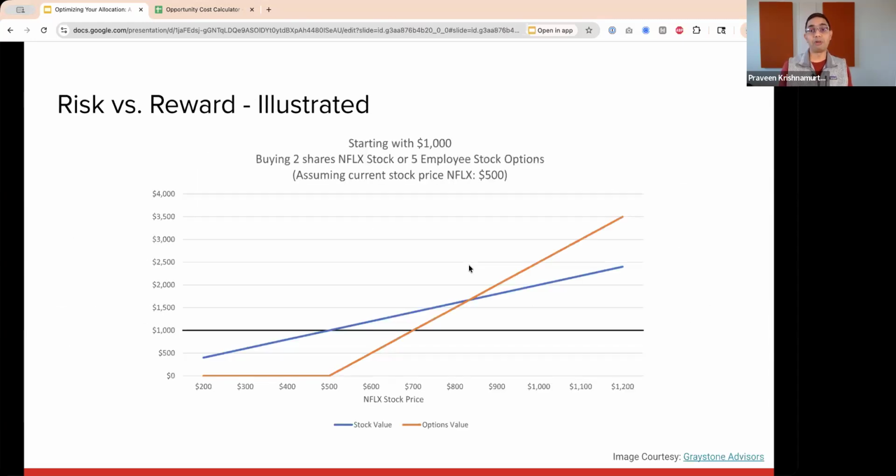This diagram right here visually shows why options behave differently from shares. Share returns tend to be linear with the stock. For each dollar increase in Netflix stock price, you see a dollar appreciation if you hold shares. However, options don't have any value until the stock price goes beyond the exercise price. But once the stock price goes above the exercise price, you can see the orange line has a much steeper slope than the blue line. This is the 2.5x leverage in action.